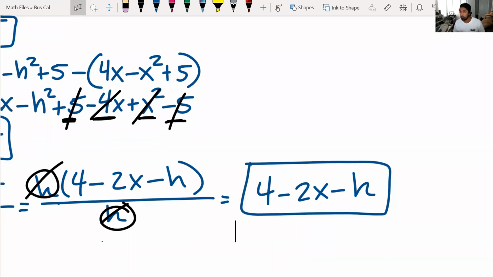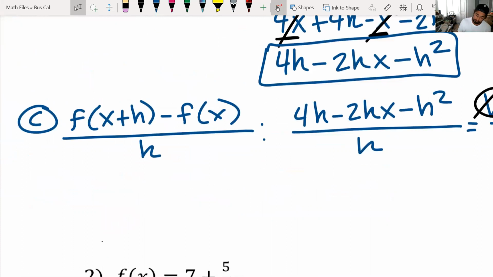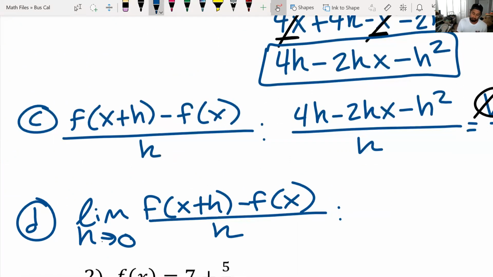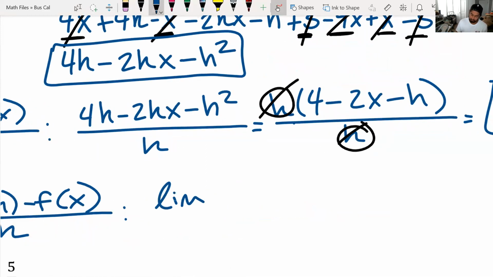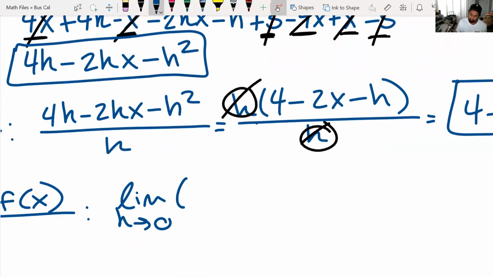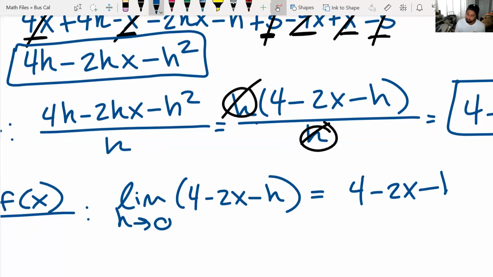All right. Now, the fourth and final step is we apply the limit as h approaches zero to the whole difference quotient that we just found. And plug in what we found at the end of step three, 4 minus 2x minus h. Plug in zero for h, and we will get our answer of 4 minus 2x minus h. Oops, we plugged in 0 for h. Just 4 minus 2x.